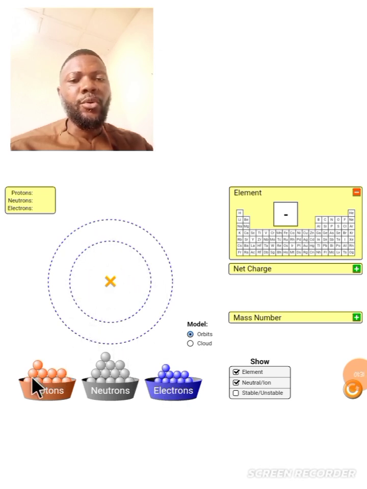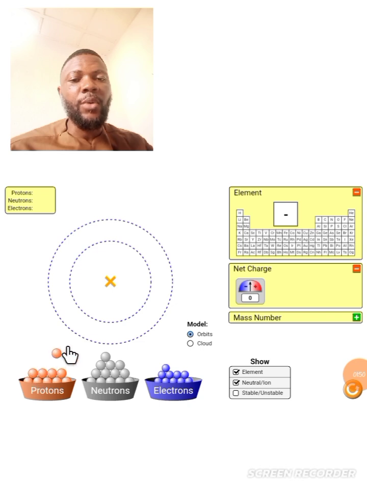So the proton, we know that it is positively charged. So I'm going to turn this on, and it will show us the charge when we add a proton, neutron or electron. We see the charge displayed here. We're going to have an electron being added too, and we have the charge displayed here. So the proton is positively charged.